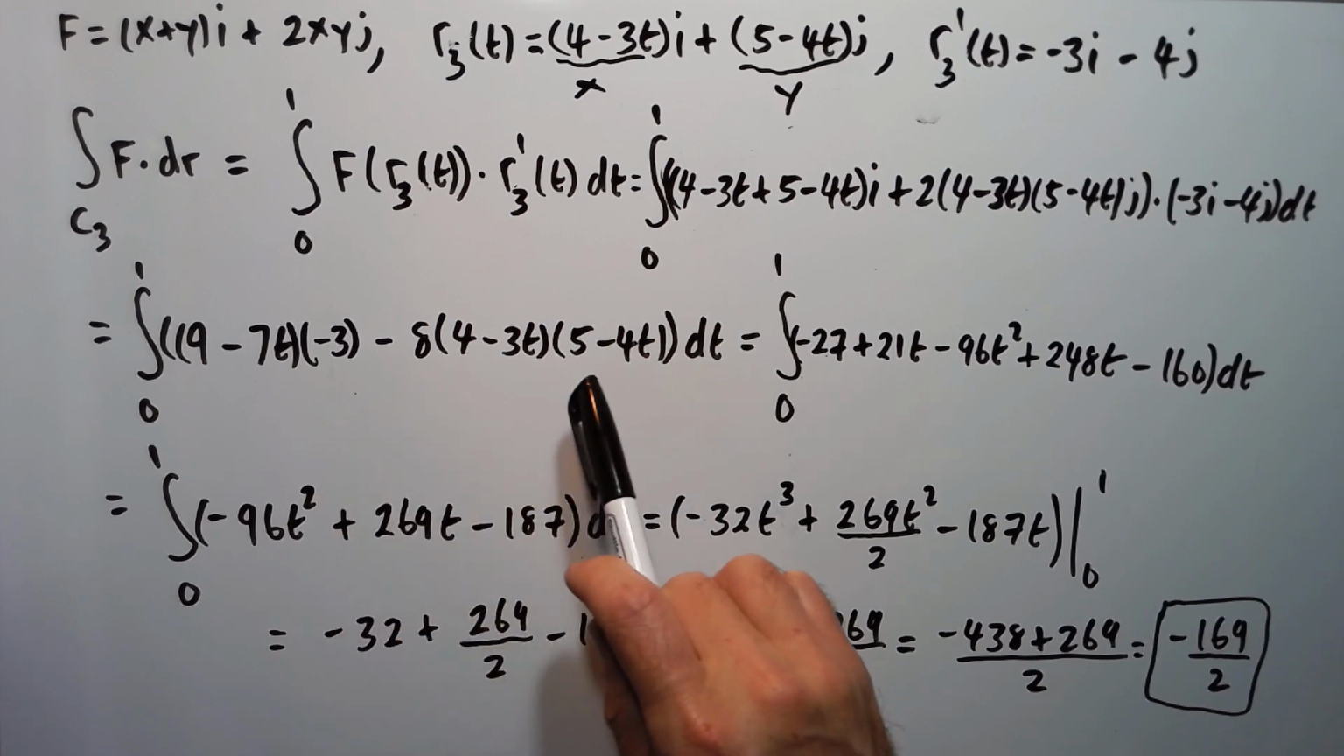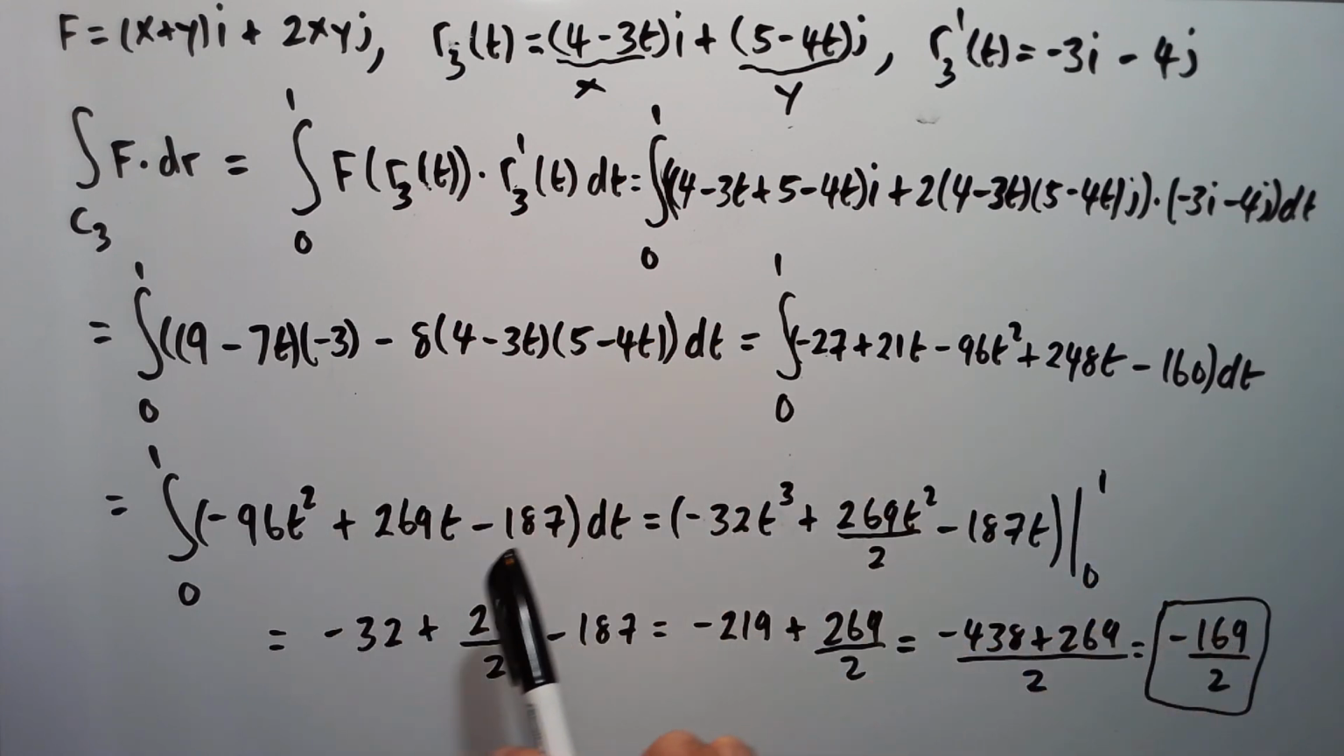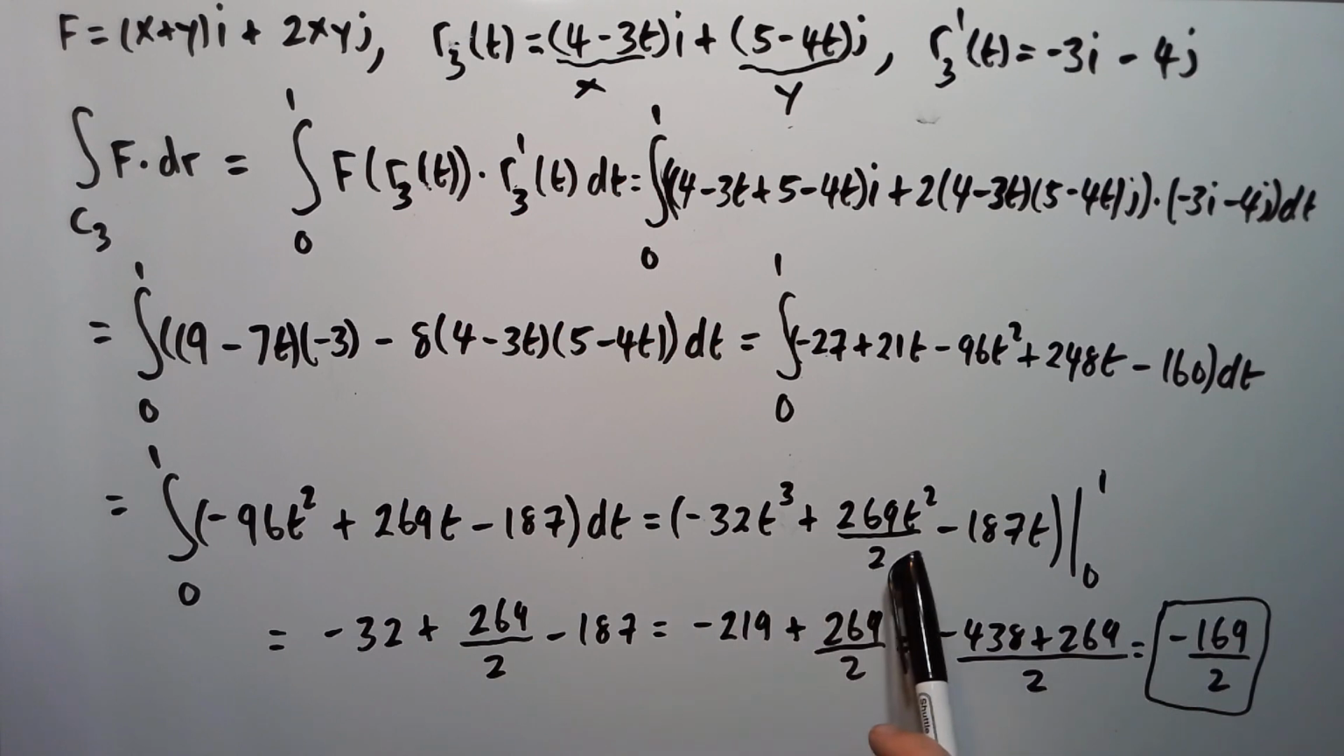You can work it out here, and then you get this down to here, here, here, here, and here. So this should be the answer you get for this line integral. It's negative 169 over 2. Okay, so let's put all three together now.